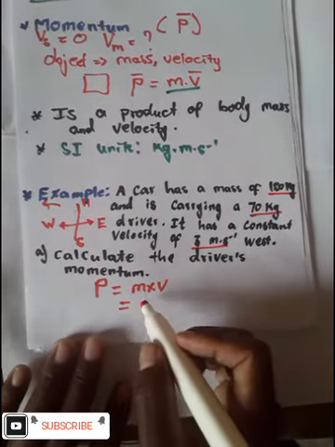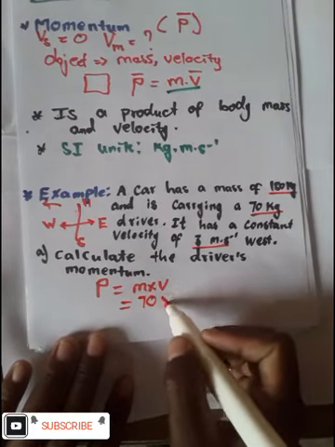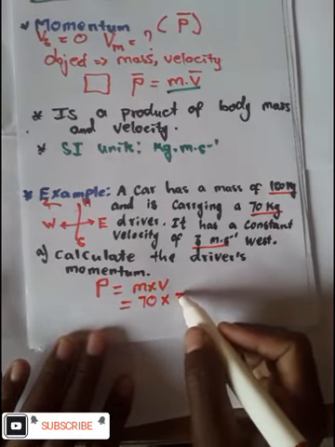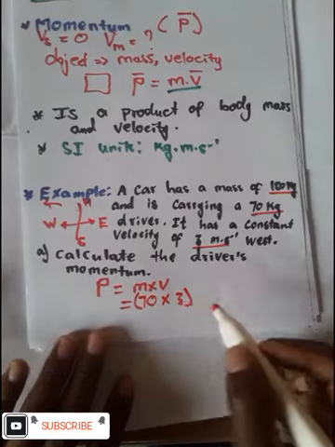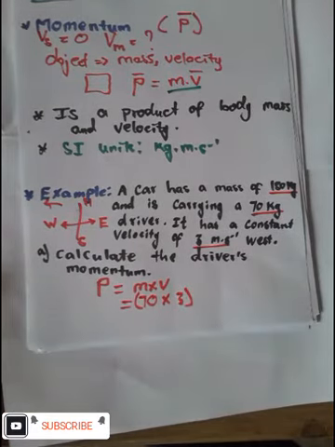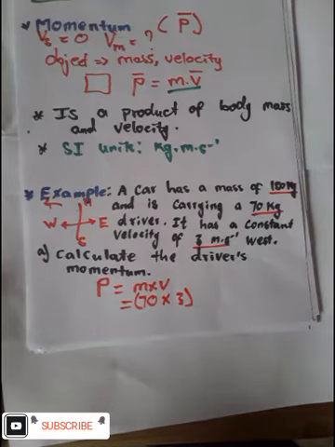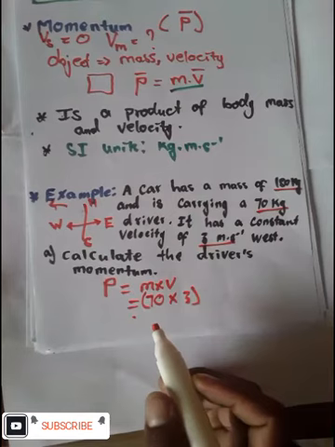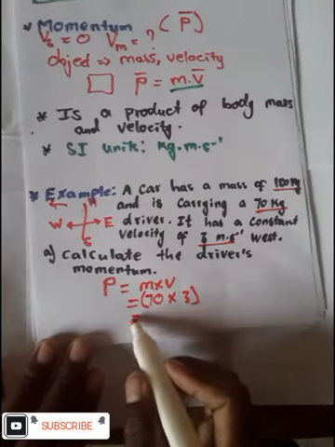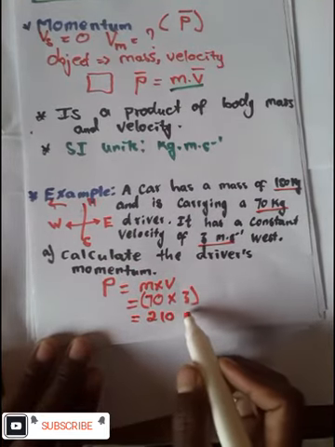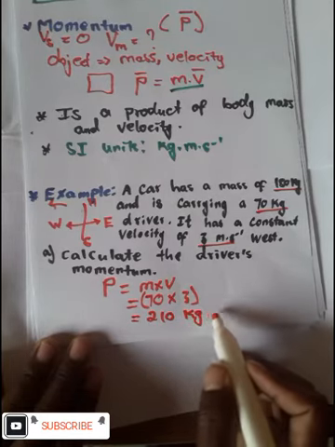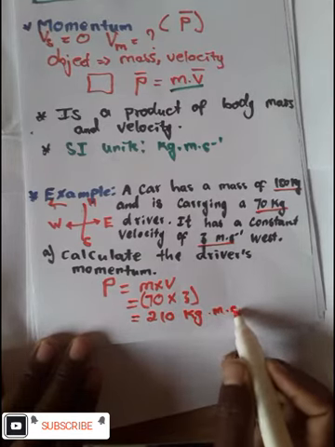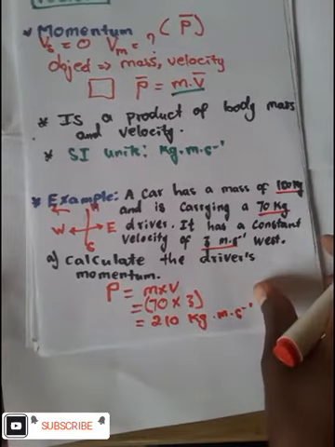Mass of the driver is 70. So 70 multiplied by the velocity of the driver, which is 3. If you are inside the car and the car is moving at 3 meters per second, what's your velocity? Your velocity is also 3. We're calculating the momentum of the driver, not the momentum of the car. The driver has a velocity and a mass, so he has a momentum. So that's going to give us 210. So that's 210 kg meter per second, as a unit.